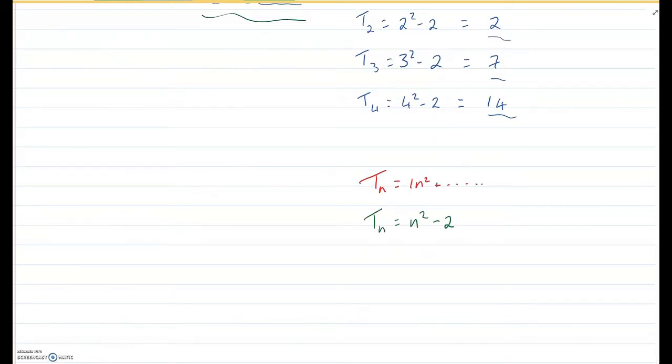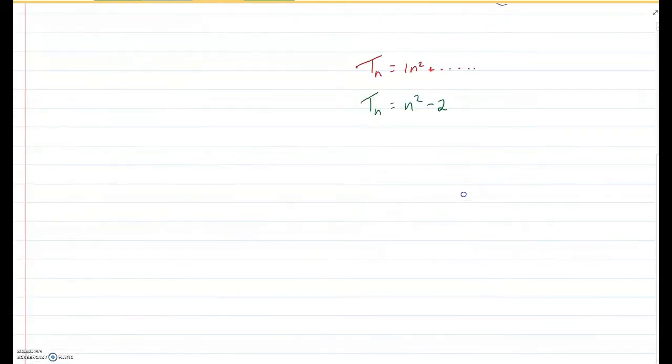So let's look at another example. Just to clarify, by the way, it is Tn is equal to n squared with the 2 on top, not on the bottom as a subscript, which I had previously. Let's look at one other example very similar to that before we move on.